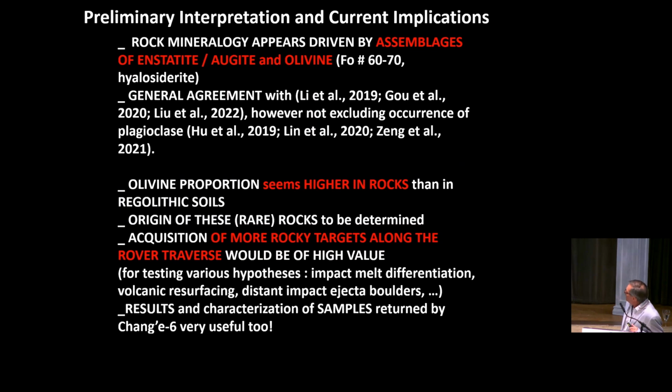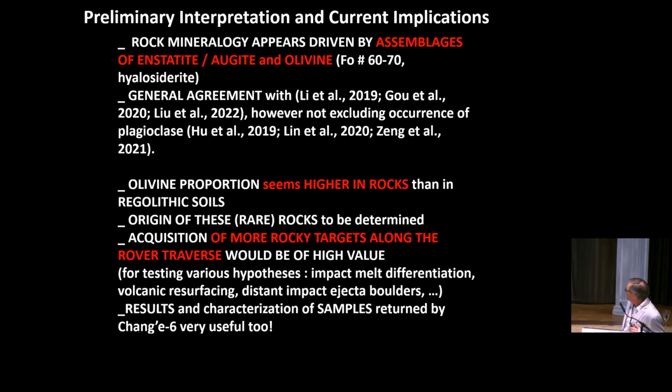So here, that's where I will stop. The preliminary interpretation and current implications so far are that the rock mineralogy appears to be driven by a mix of augite and olivine, basically hyalosiderite, Fo number 60 to 70, plus enstatite. It's in general agreement with the results previously published by some of our Chinese colleagues. However, it doesn't exclude the occurrence of plagioclase as well. That's what I list here. And what I wish to highlight here, and unfortunately it's in red, so you cannot read it, or from here it's very difficult.